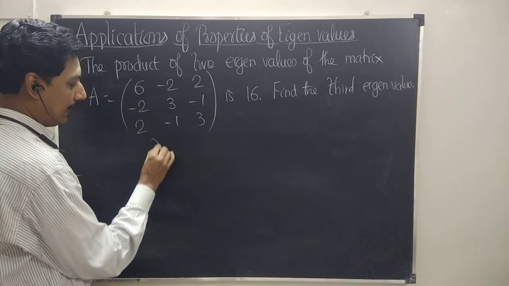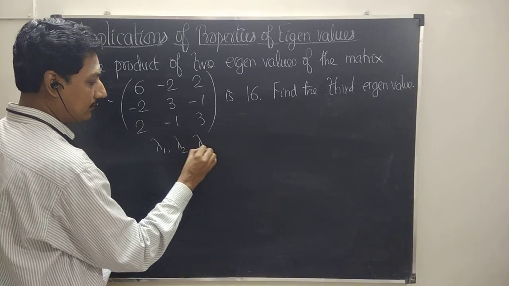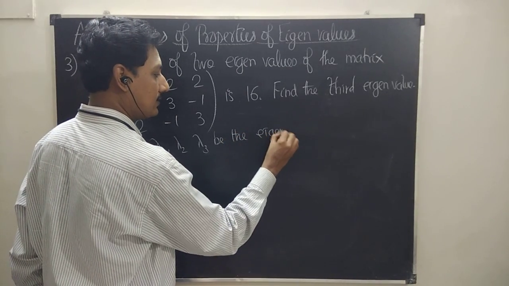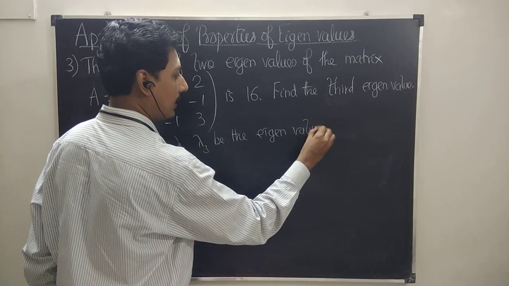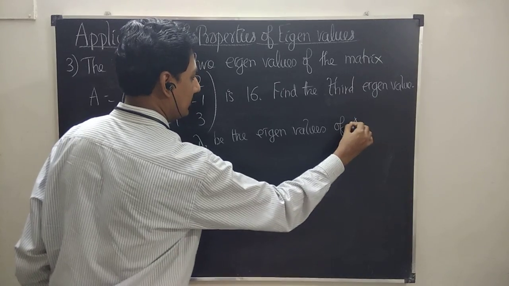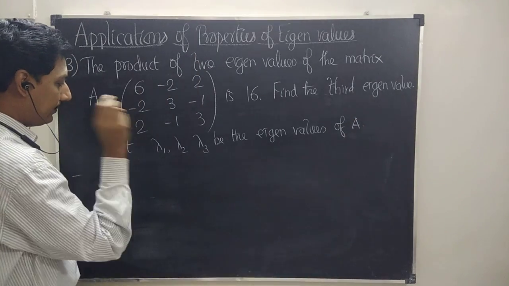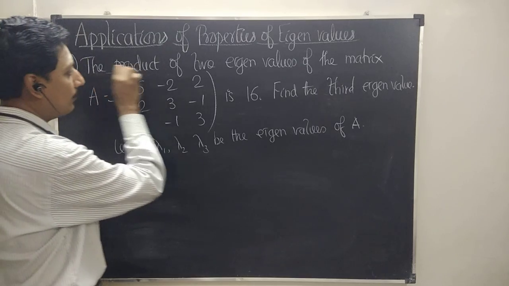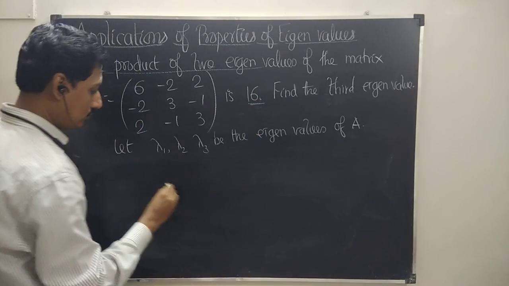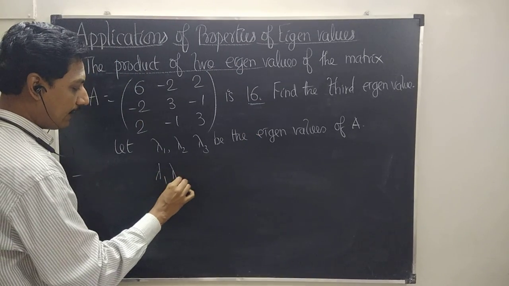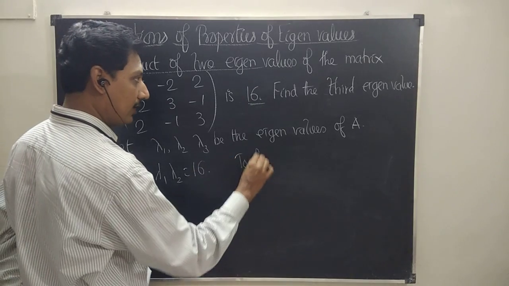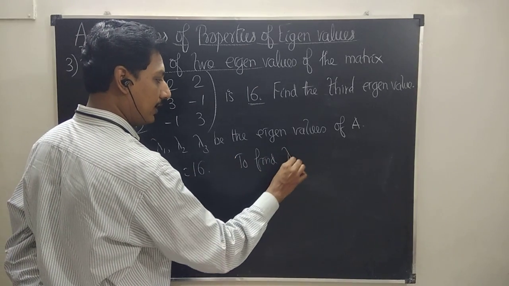So let lambda 1, lambda 2, lambda 3 be the eigenvalues of A. Isn't it? Because it is a 3 by 3 matrix, there are 3 eigenvalues of A. But what's given here? The product of two eigenvalues is 16. So that means lambda 1 lambda 2 is equal to 16. Now find out the third eigenvalue.